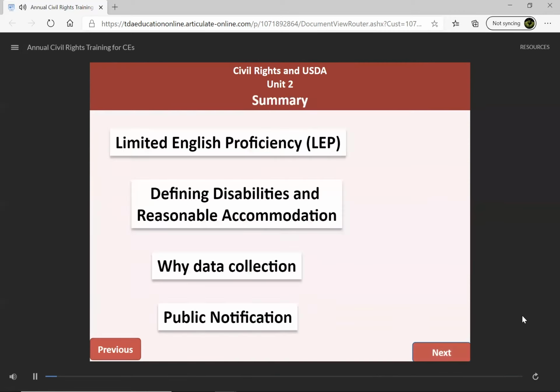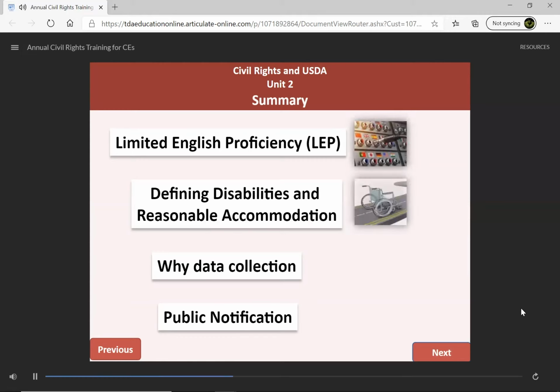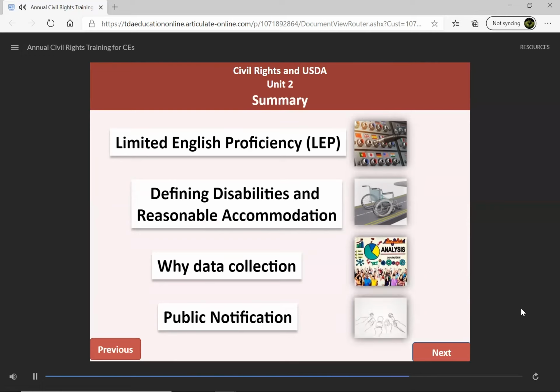Next. In Section 2 we talked about the following: limited English proficiency, LEP, and how language must not be a barrier to receiving benefits of the USDA's nutrition programs. We also defined disability and provided guidance on what substantially limits and major life activities means. We explained why data collection is a very important step, and the requirement and purpose of including a public notification system. This completes the training for Section 2.